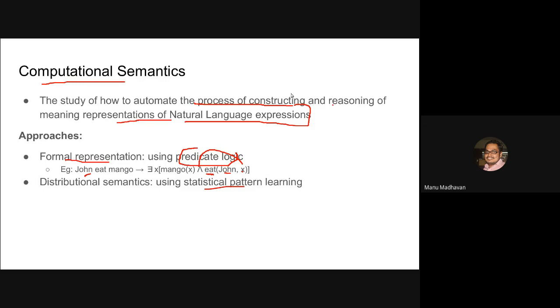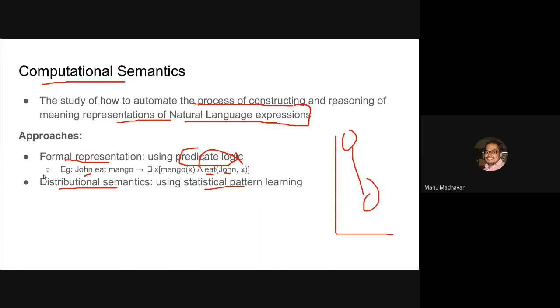can we represent a word meaning in some n-dimensional space? A word can be represented in a space so that we can compute the distance between words. We can say those two words are similar if they are closer in this n-dimensional space. So that is the basic idea of distributional semantics.